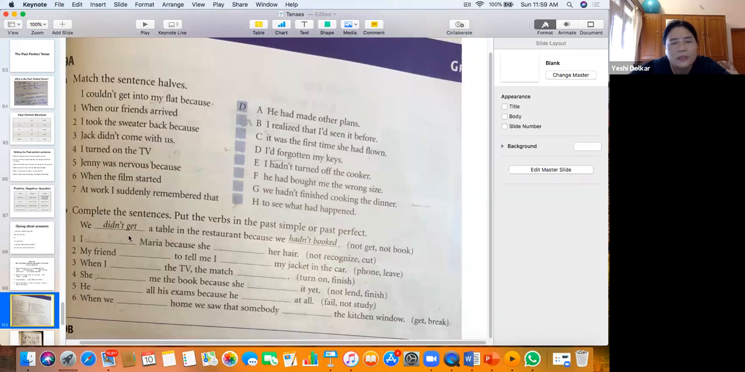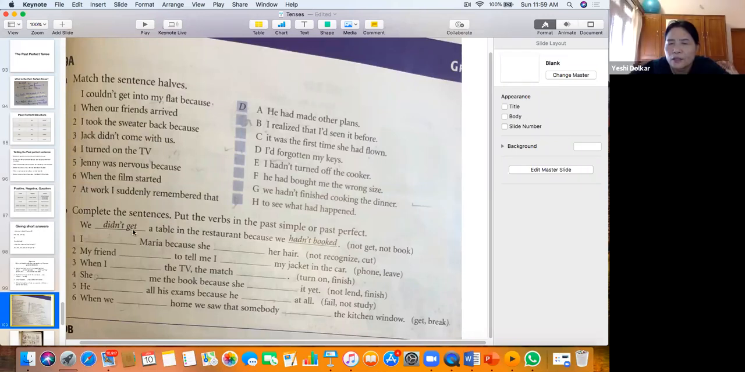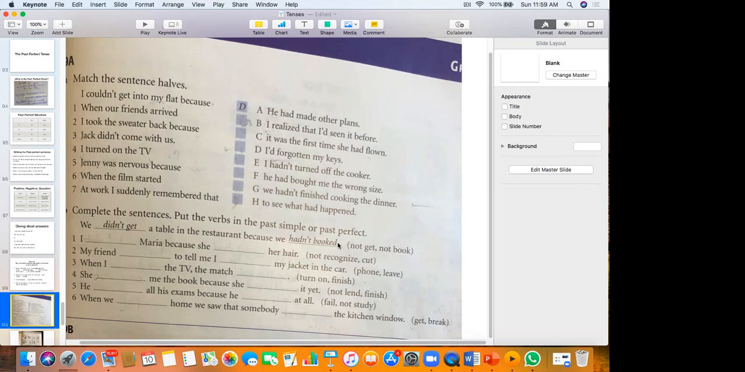When you're using the past perfect tense, clearly there are two actions happening. One happened before the other one. So one of these actions is in the simple past, and the one that happened before is in the past perfect.